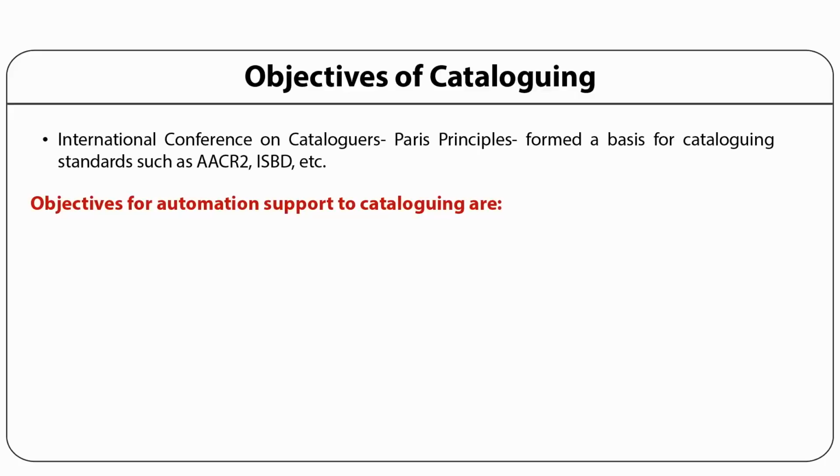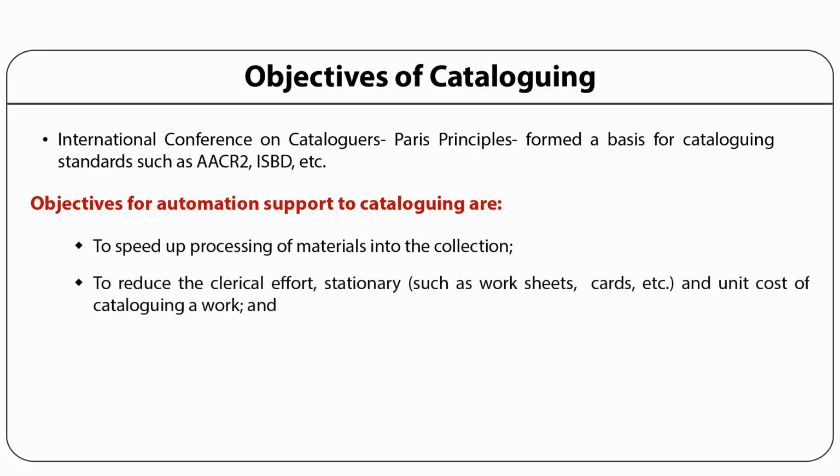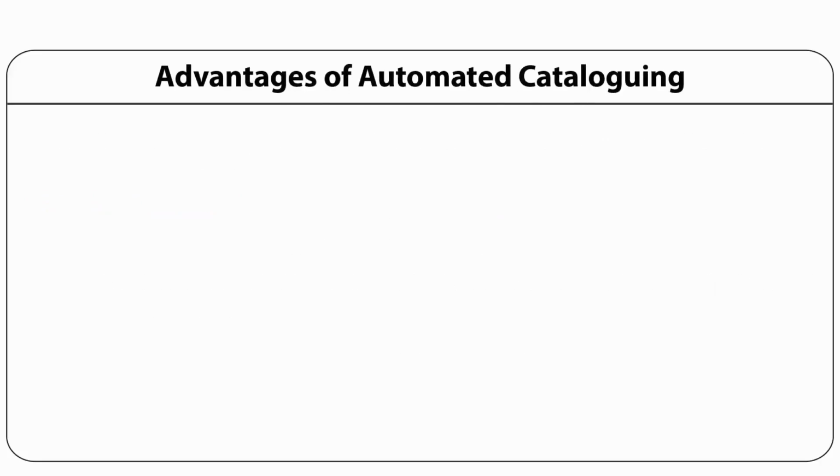Objectives for the automation support to cataloging are to speed up processing of materials into the collection, to reduce the clerical effort, stationery such as worksheets, cards, etc., and the unit cost of cataloging a work, and to act as a common means to access library materials across the libraries.